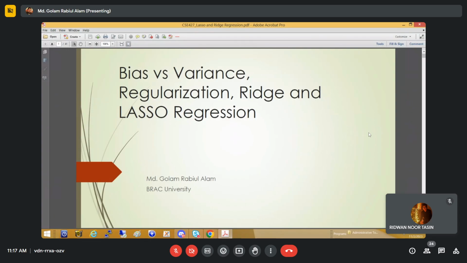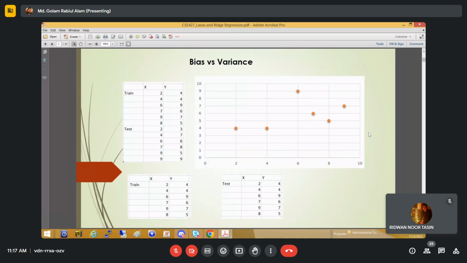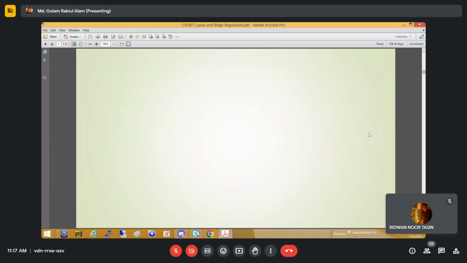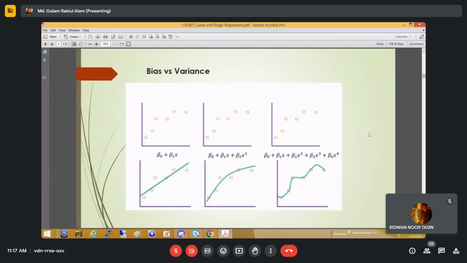In our previous lecture, we have discussed bias and variance. And today we will discuss the regularization approach, specifically ridge and lasso regression. So we have discussed bias and variance, and maybe we can start the discussion from this picture again.